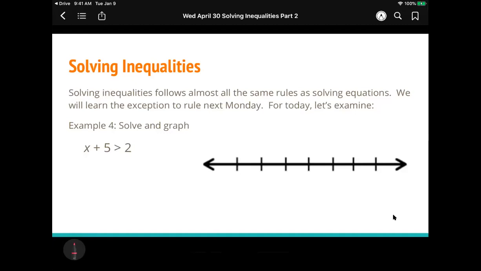So just like Henry did on the last problem where he just solved the problem, you're going to do the same thing here. I'm going to take a look at x plus 5 is greater than 2. What would you do to both sides here?